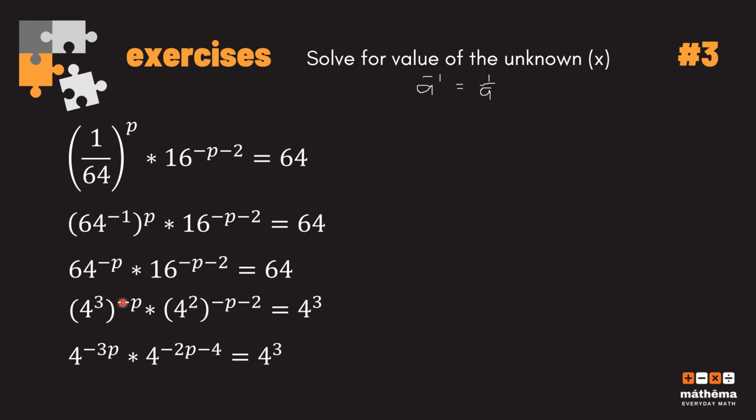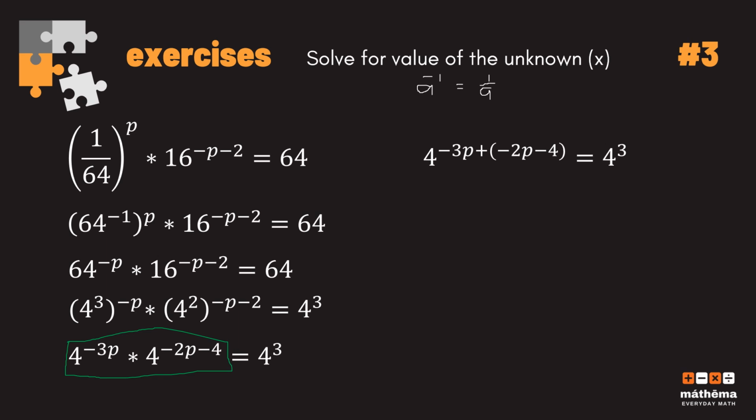3 times negative p is just negative 3p. And again, copy 4. 2 times negative p is negative 2p. 2 times negative 2 is just negative 4. Then again, copy 4 raised to 3. Now, to make our solution simpler, we are going to simplify this side of our equation first. Alright? So let's try to do that.